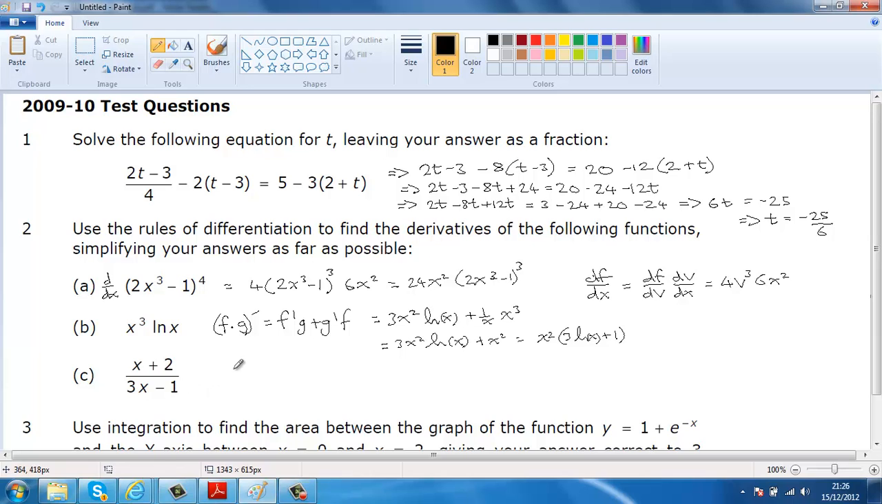Part C, we need to use the quotient rule that says if we've got a function f divided by a function g, then the derivative is given by f dash g minus g dash f all over g squared. So in this case, f dash, derivative of x plus 2, is just going to be 1. So times g is 3x minus 1. Minus g dash, derivative of 3x minus 1 is just 3. Times f, the top function, x plus 2. That's all over g squared.